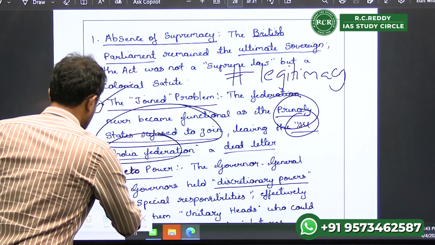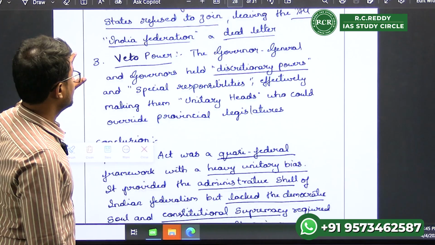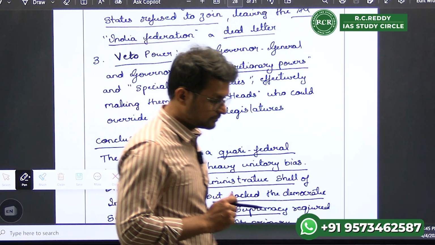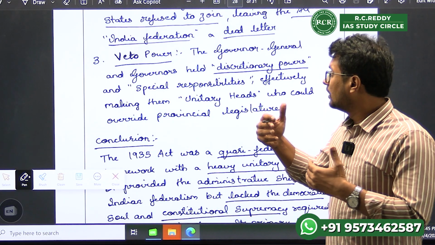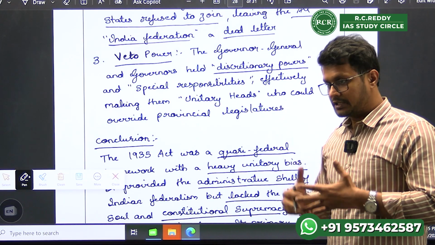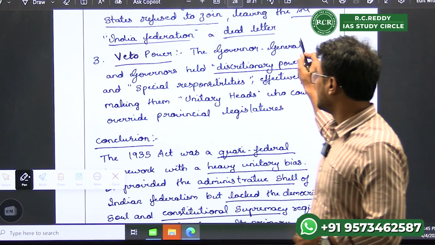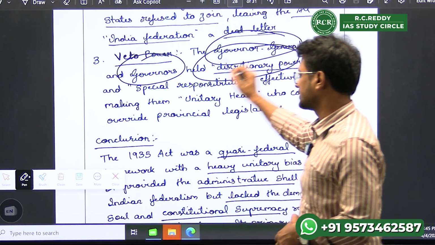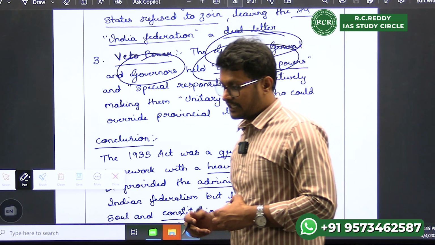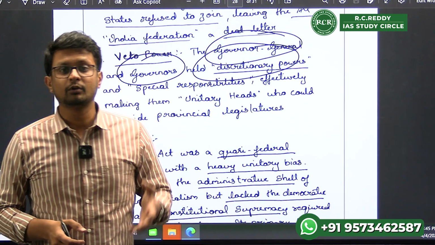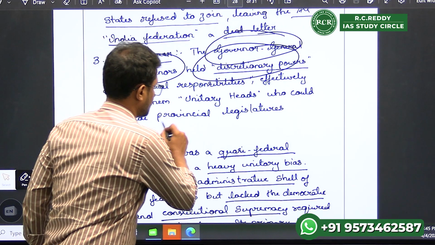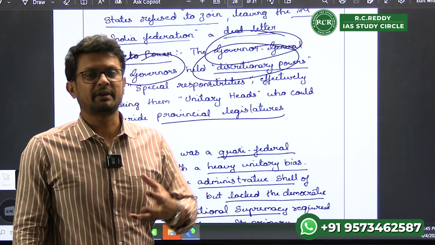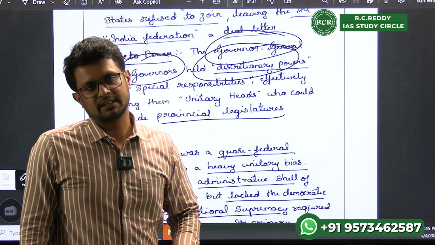The third point is actually the veto power. Here it meant that though you called for an All India Federation, the Governor Generals and the governors had extremely high discretionary powers. These discretionary powers were enough to overrule the provincial legislatures also. Hence, the federal spirit was not actually put in shape, and it has a huge unitary bias.